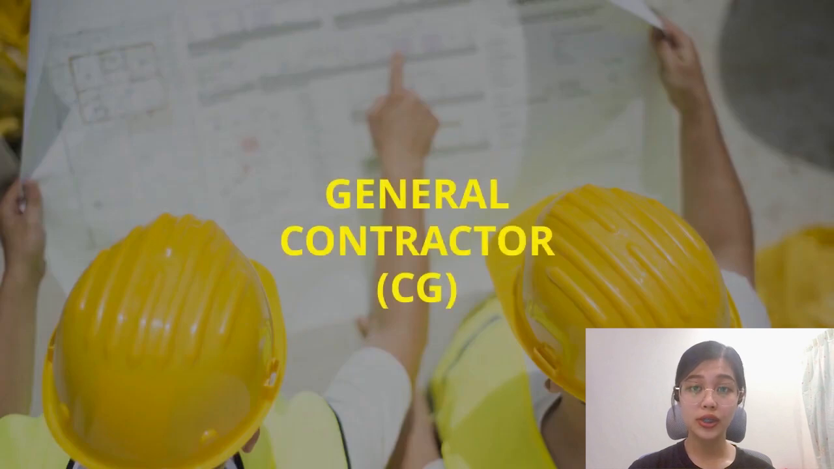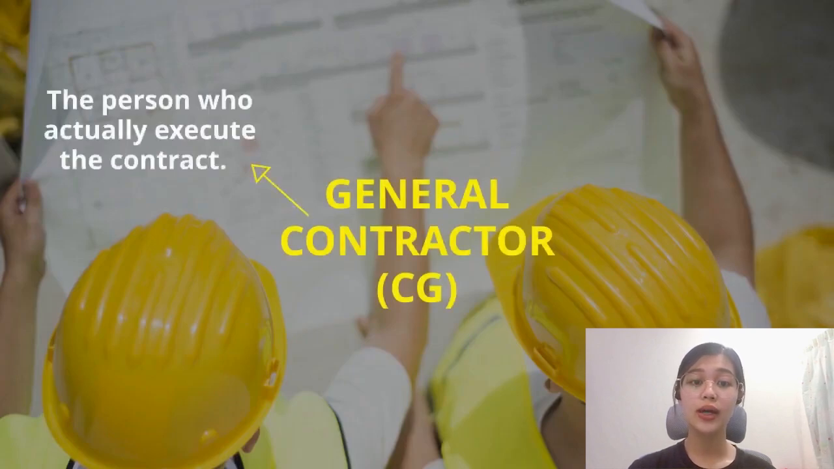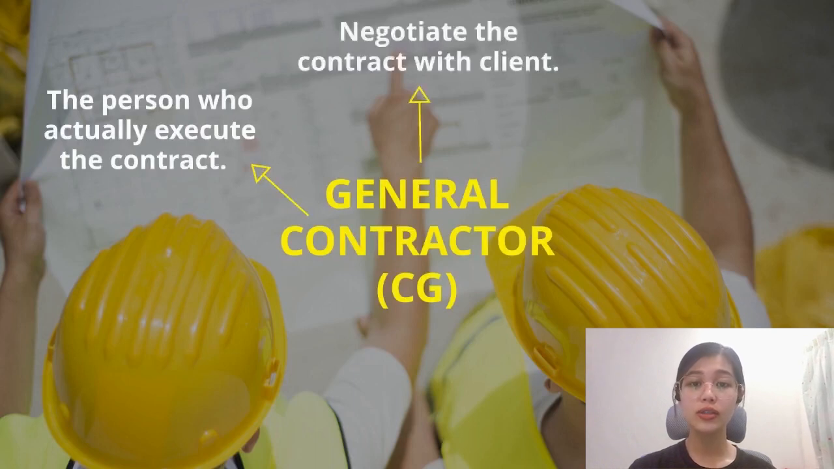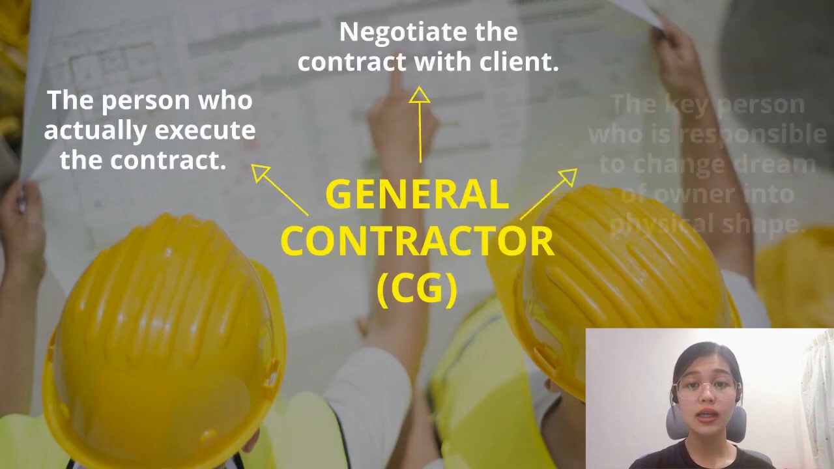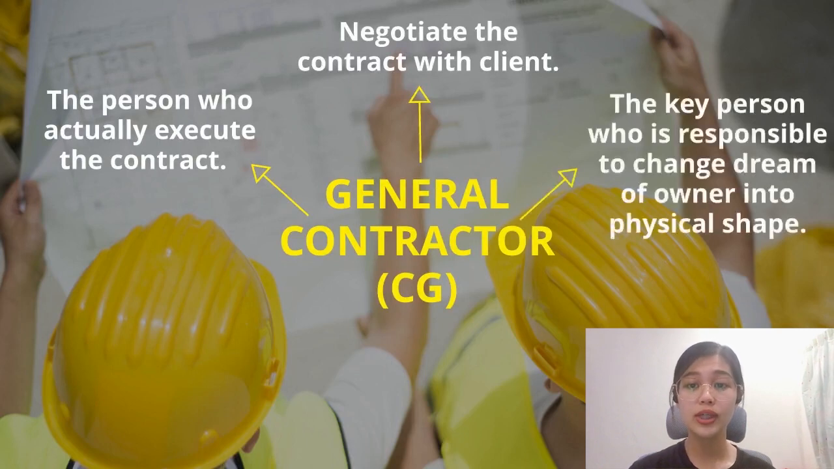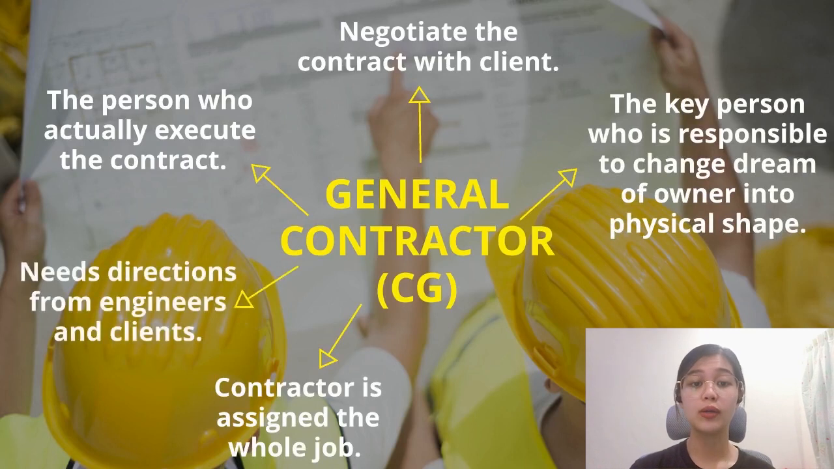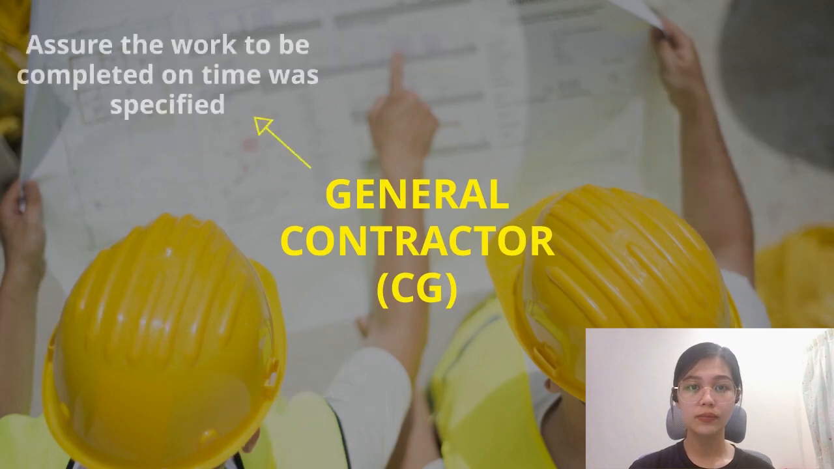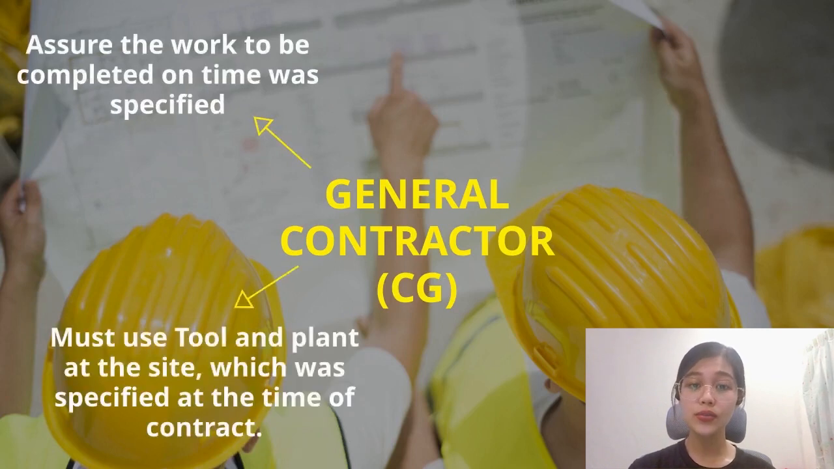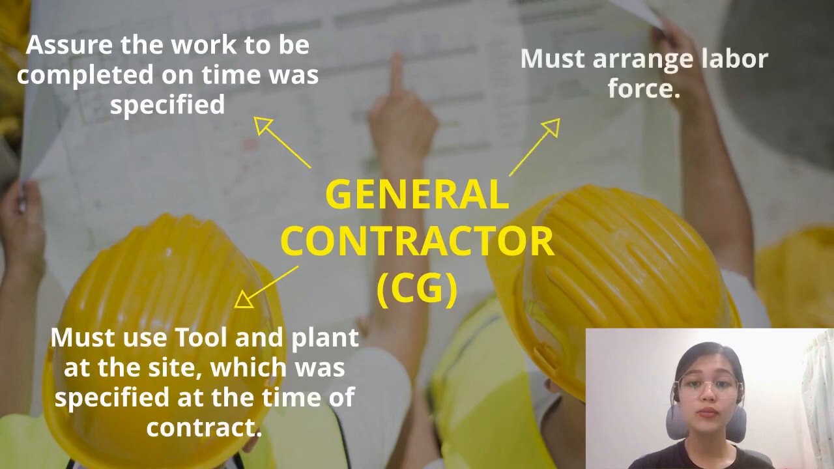Third one, general contractor. The person who actually executes the contract. The general contractor also negotiates with the client and the key person who is responsible to change the dream of the owner into a physical shape. The contractor is assigned the whole job, where he needs direction from engineers and also clients. Assure work to be done completed on time as specified, must use tools and plant at the site which was specified at the time of the contract, and also must arrange labor force. These are all the jobs of the general contractor.